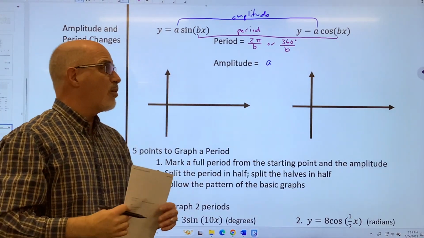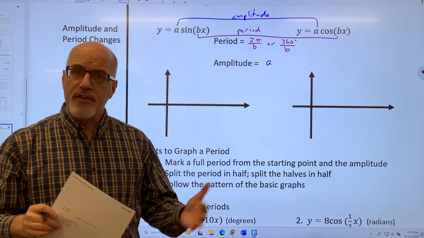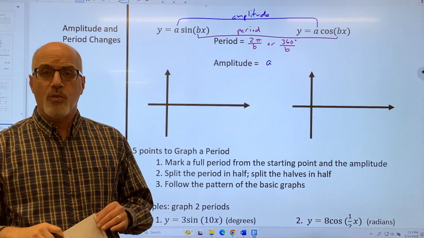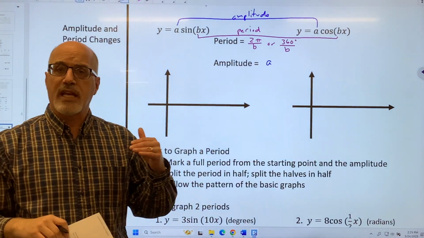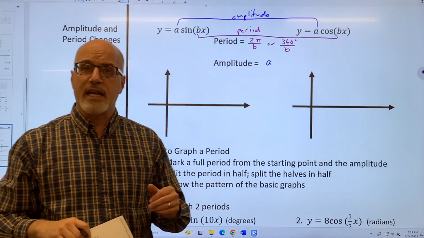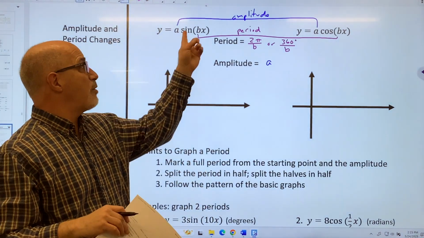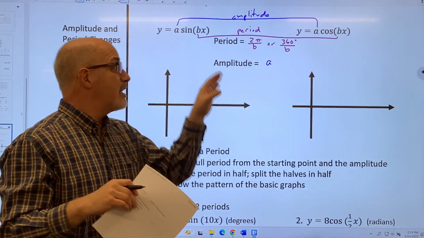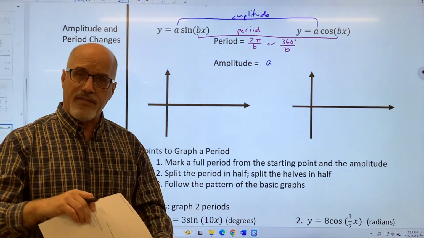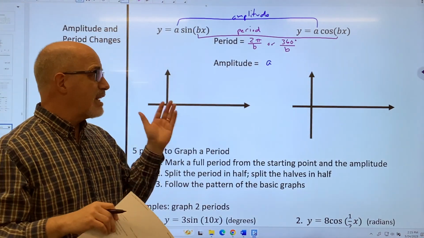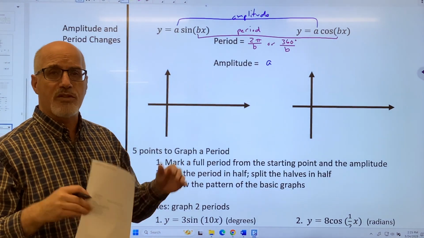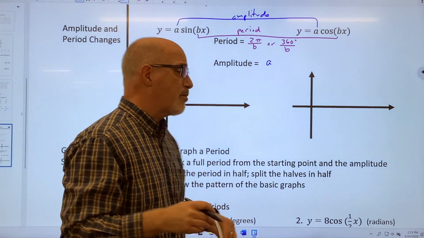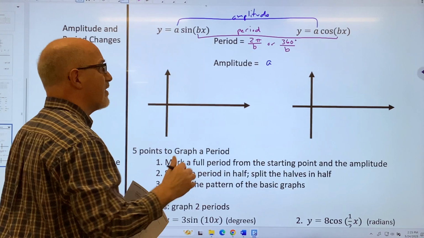Notice that it works like the other families of functions we've done. Whenever we've done other families of functions like square roots or quadratics, the number on the inside affects it horizontally. The number on the outside affects it vertically. Same thing happens with sine and cosine. There's consistency on how those numbers affect the family of functions.